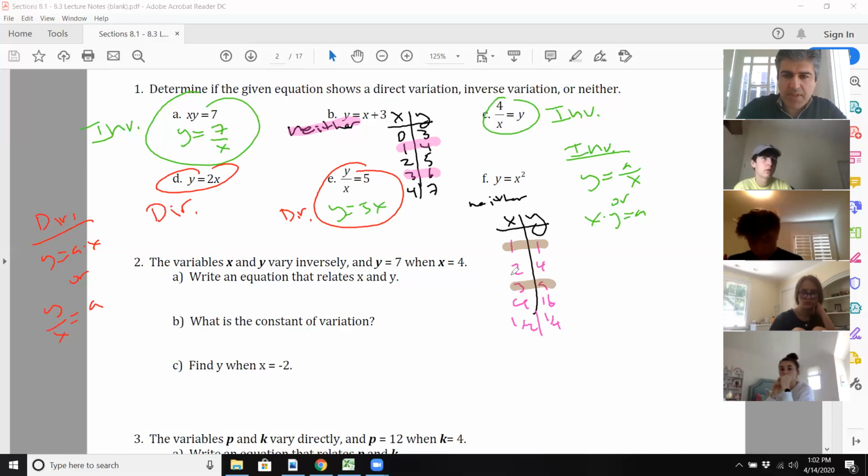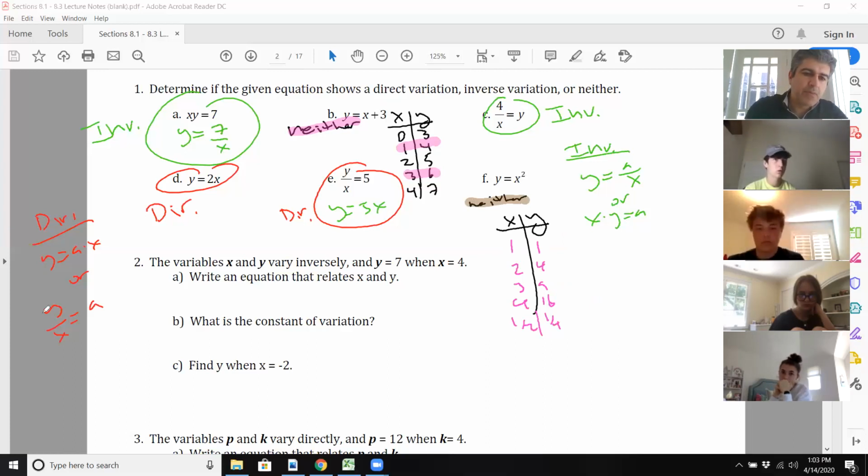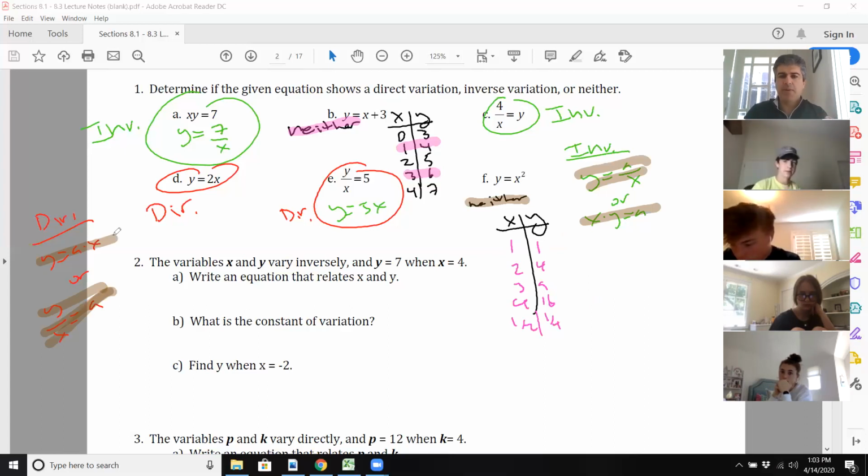It's not inverse, obviously, because x and y are both going up. They're not going opposite directions. It's not direct because it's not a constant ratio between pairs of x, y values. In fact, the ratio here is 1, but here the ratio is 3. So that doesn't work for us. So that's also neither. So if you see anything that doesn't follow what we kind of expect for direct and inverse, where the equation is not in that similar kind of relationship, then you have to say neither.